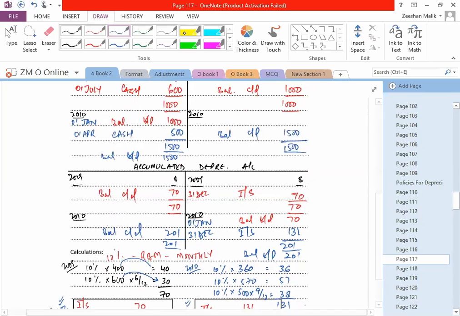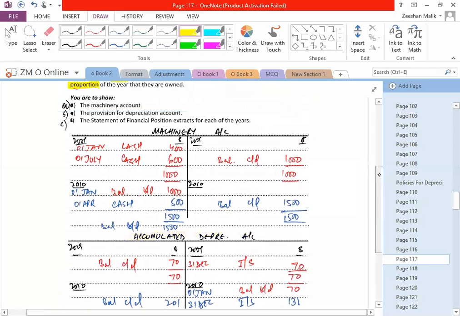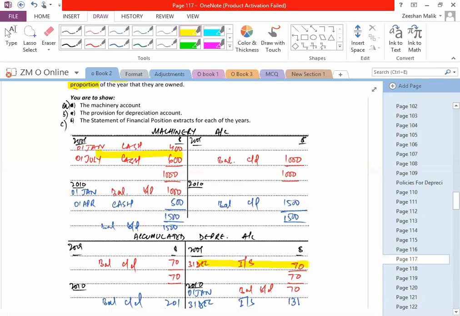Accumulated depreciation is the opposite of asset. Asset is always debit, depreciation is always credit. Accumulated depreciation is always credit. It has a balance brought down on the credit side, while the asset has a balance brought down on the debit side.